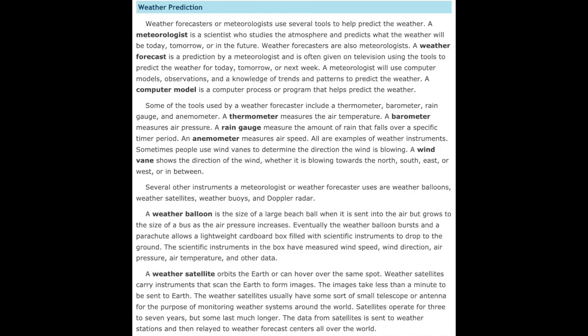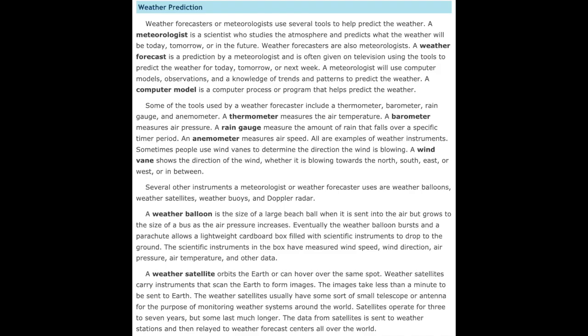A thermometer measures air temperature. A barometer measures air pressure. A rain gauge measures the amount of rain that falls over a specific time period. An anemometer measures airspeed. All are examples of weather instruments.